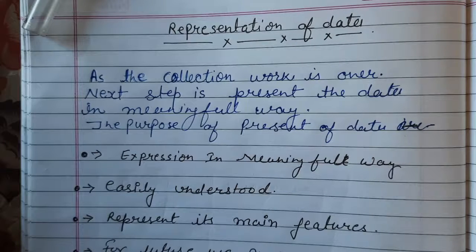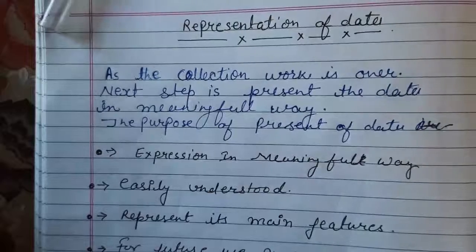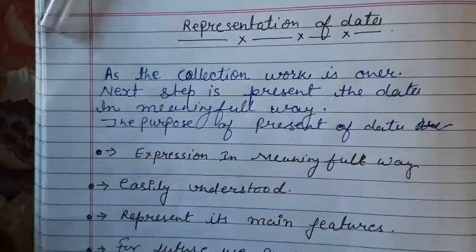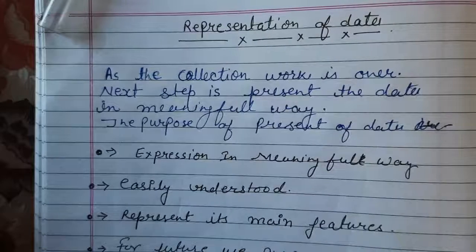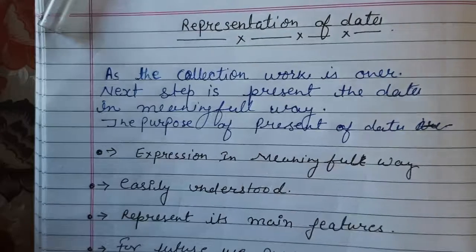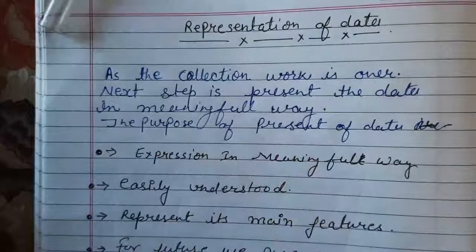And in this video we are going to understand statistics, how we collect the data and how we represent the data. Ninth class, chapter 14. In the previous video we learned about how we collect the data, and there are two different types of data. First is primary data and second is secondary data.